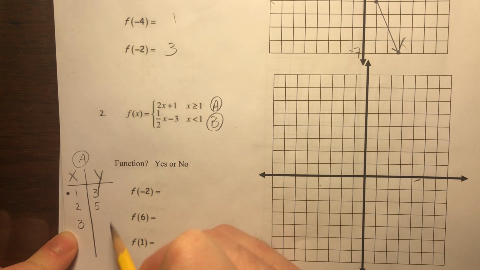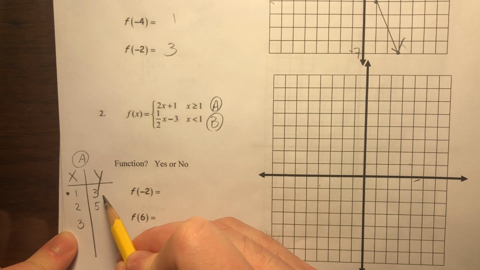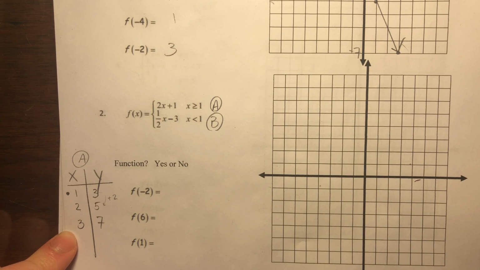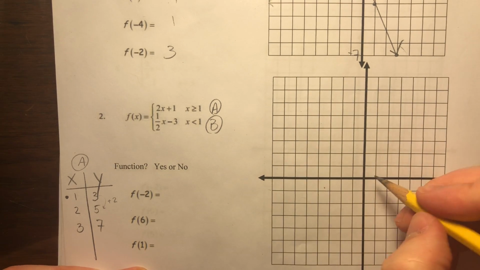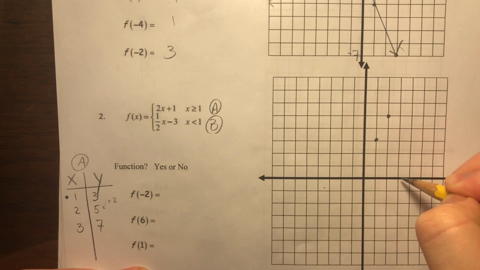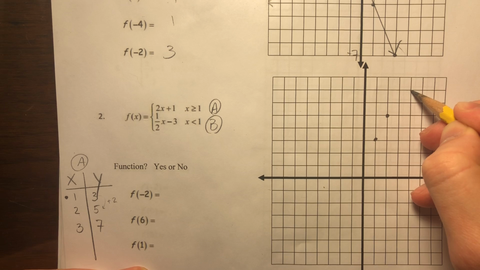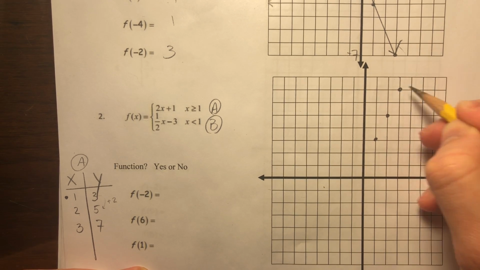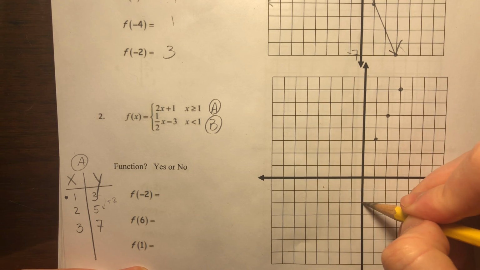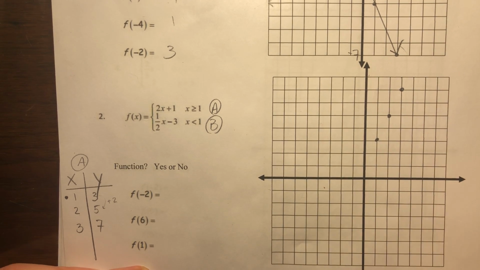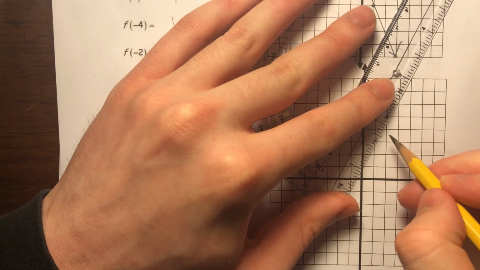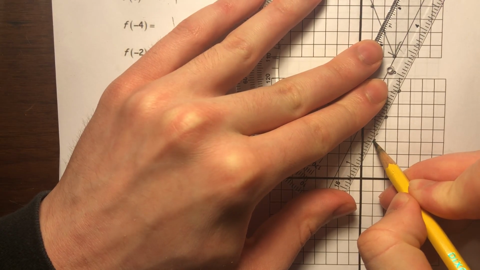All right, my slope is up 2 over 1, so I know these are going to increase by 2 every time. So I can get 7 there. And I'm going to plot those 3 points. 1, 3, 2, 5, 3, 7. 1, 2, 3, 4, 5, 6, 7, 8. Good. 1, 2, 3, 4, 5, 6, 7. All right. Great. So I can extend this line.